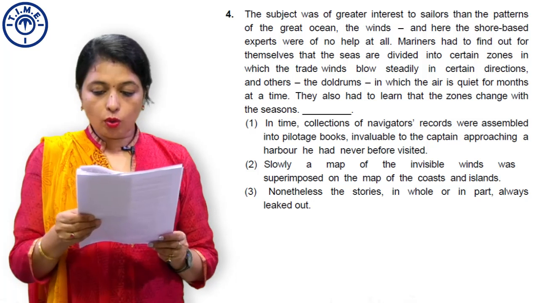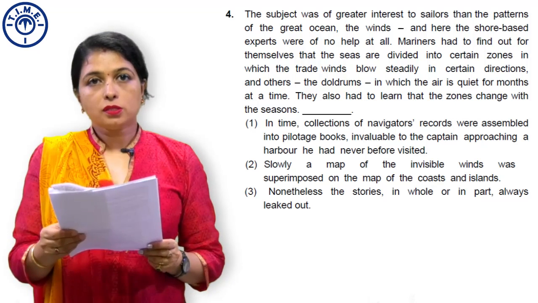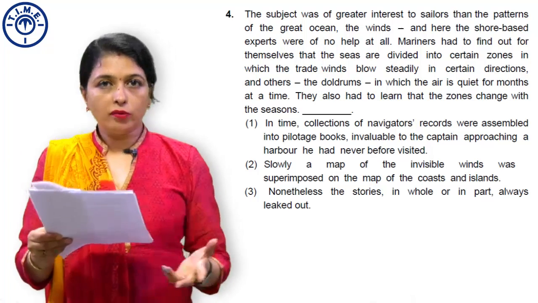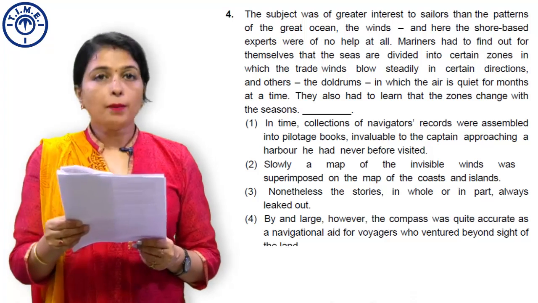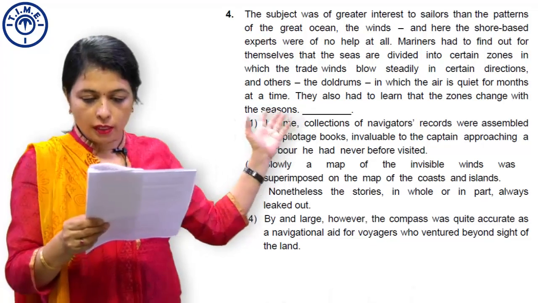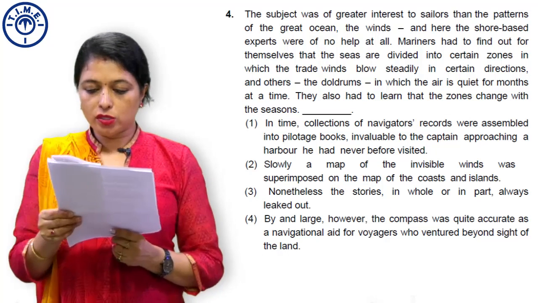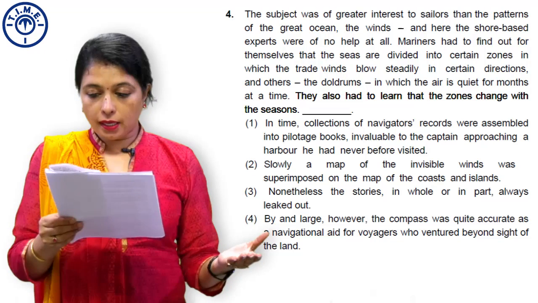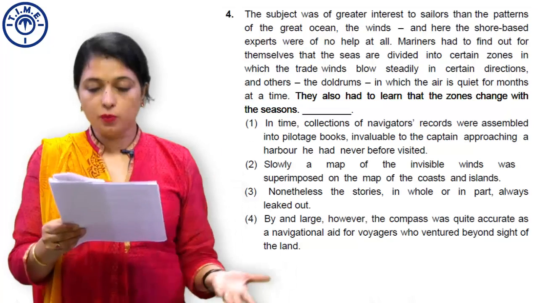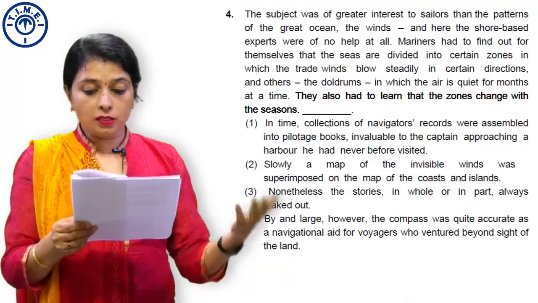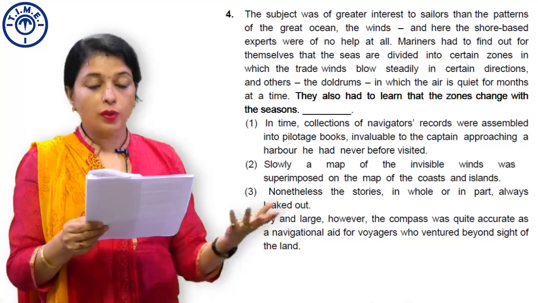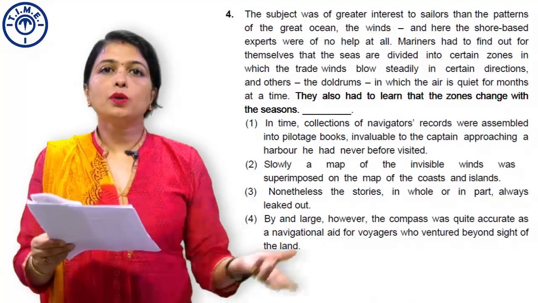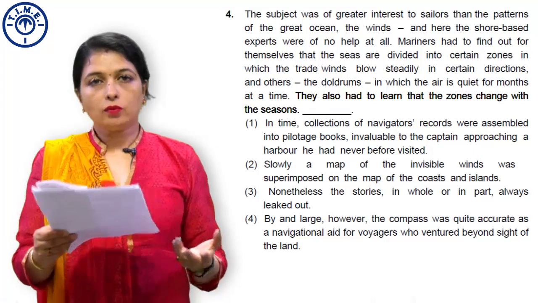Nonetheless, the stories in whole or in part always leaked out. Now, this is a new idea, unexplained and a clear misfit, and therefore, we cannot go ahead with it. By and large, however, the compass was quite accurate as a navigational aid for voyagers who ventured beyond sight of the land. Well, the previous sentence says they had to also learn that the zones change with the season, and here it says by and large, however, the compass was quite accurate. There is no connection, no association at all between the two ideas that these two sentences present, and therefore 4 is also not pertinent.